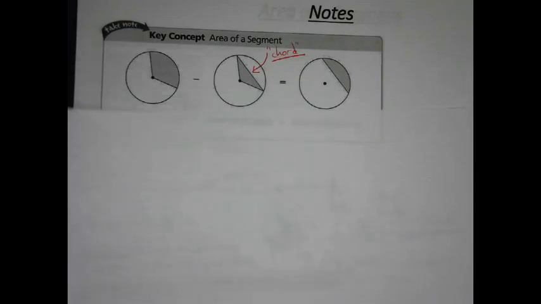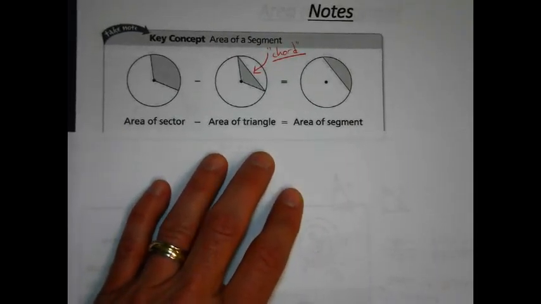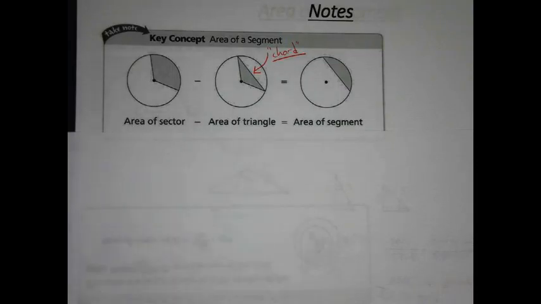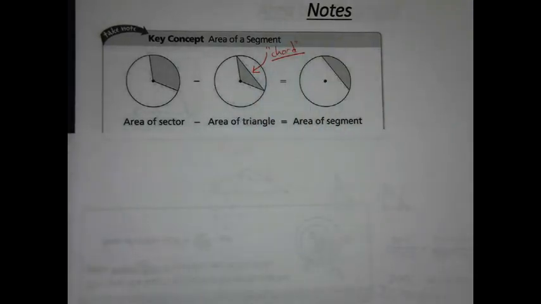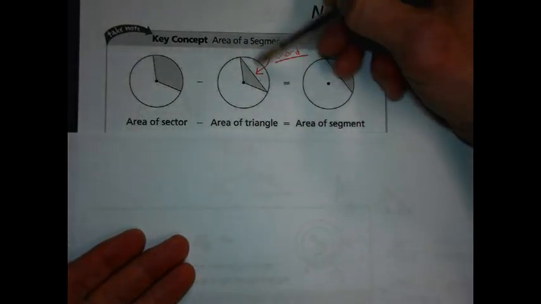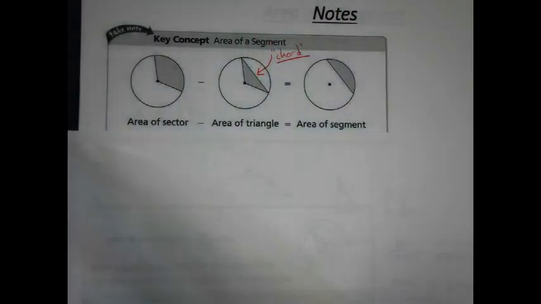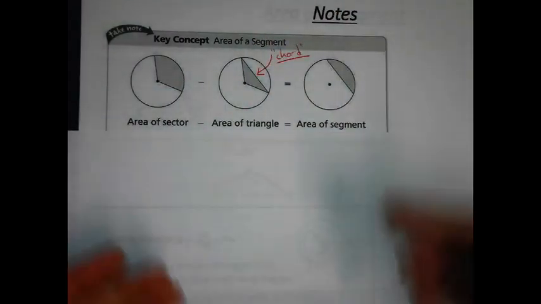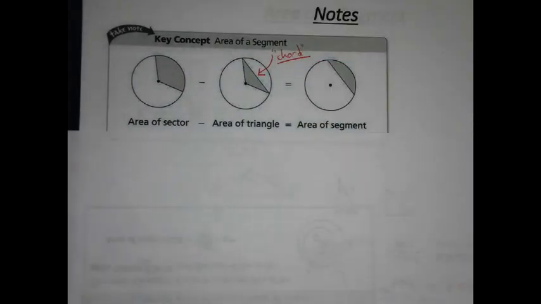Now, what is a segment of a circle? The segment of a circle is formed by what is called a chord. A chord is a part of the circle that goes between two points on the circle and does not include the center. So a chord is just two points of a circle being connected together that does not include the center, and that is a chord.